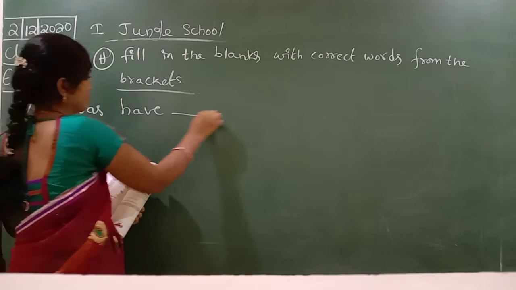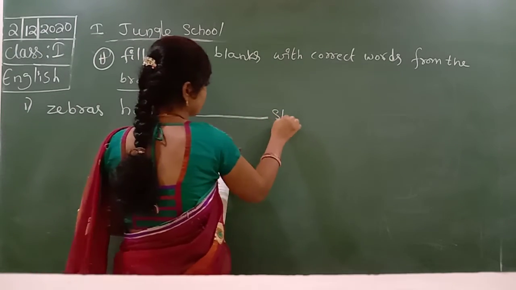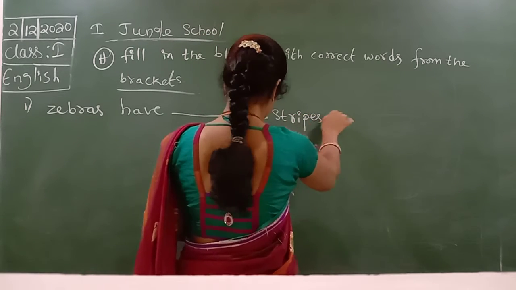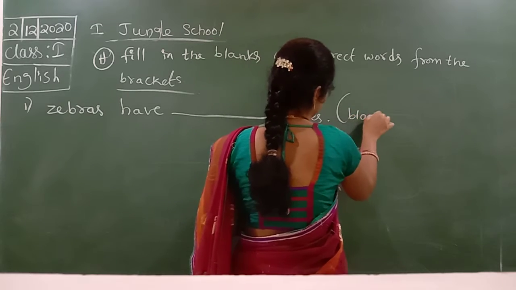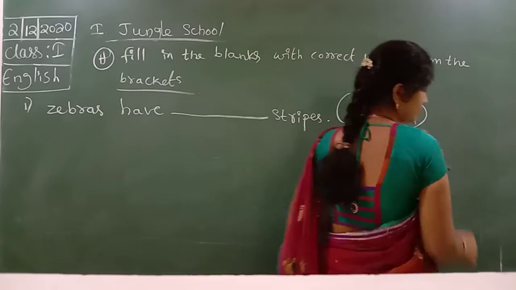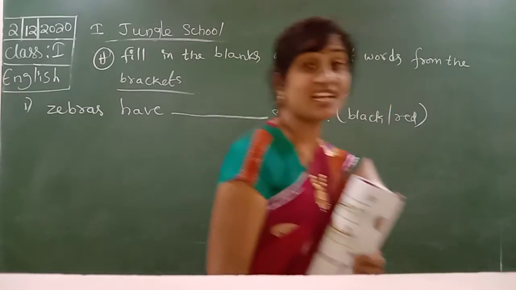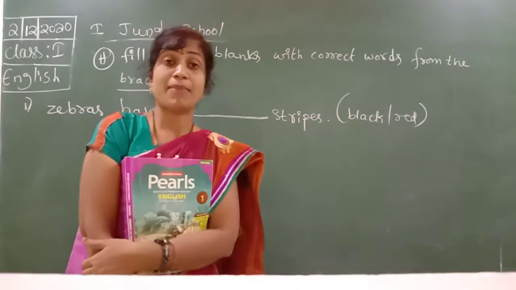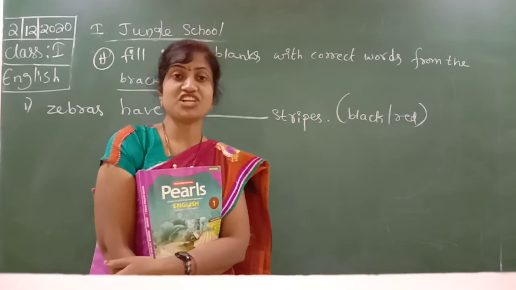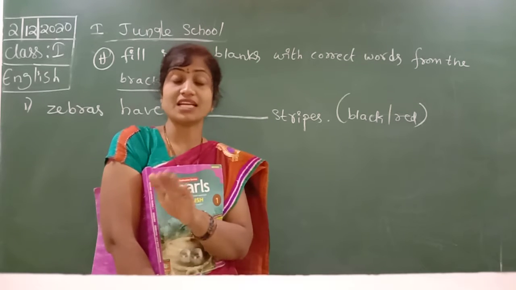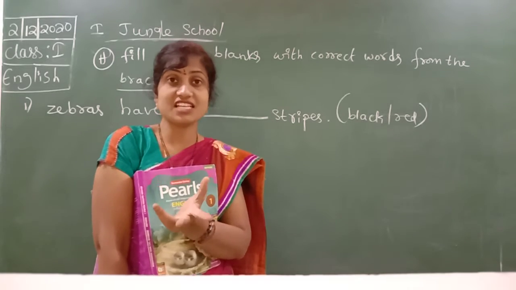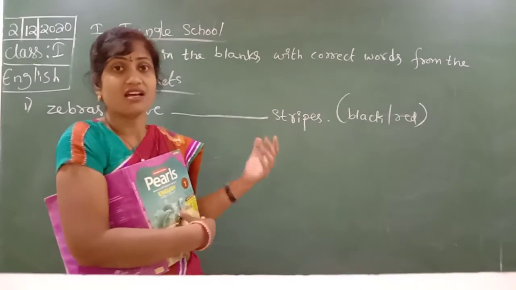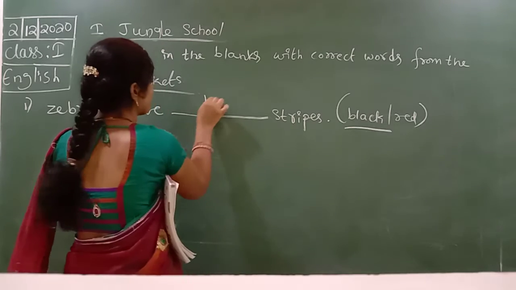Dash stripes. Okay, which color stripes have zebras? It's asking the color or the particular speciality, the particular thing. All are common, but the special thing they have is what we can easily find out. Okay, so stripes, which type of stripes, black or red? Zebra, we know very well, black. So B and A, C, black.